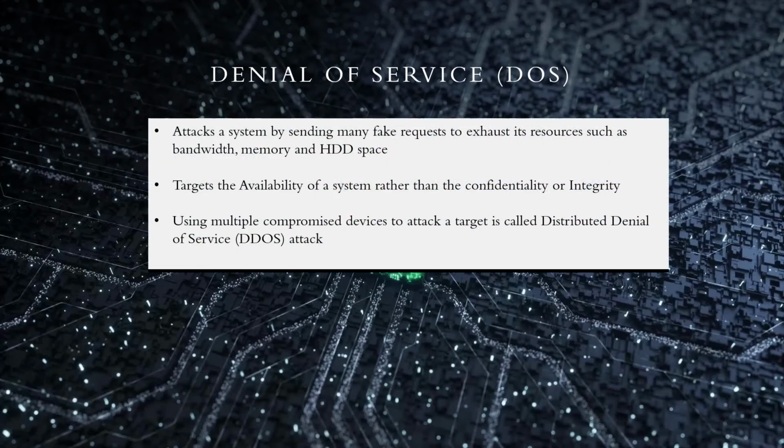A denial of service attack floods servers by faking requests from clients to exhaust resources of a server. Once the server runs out of any of its resources, such as memory or hard disk space, it will crash. So the system is unable to fulfill legitimate requests. Thus, the attack tries to target the availability of a system by flooding that system. Attackers can also use multiple compromised devices to launch this attack, which is known as Distributed Denial of Service attack, or DDoS attack.